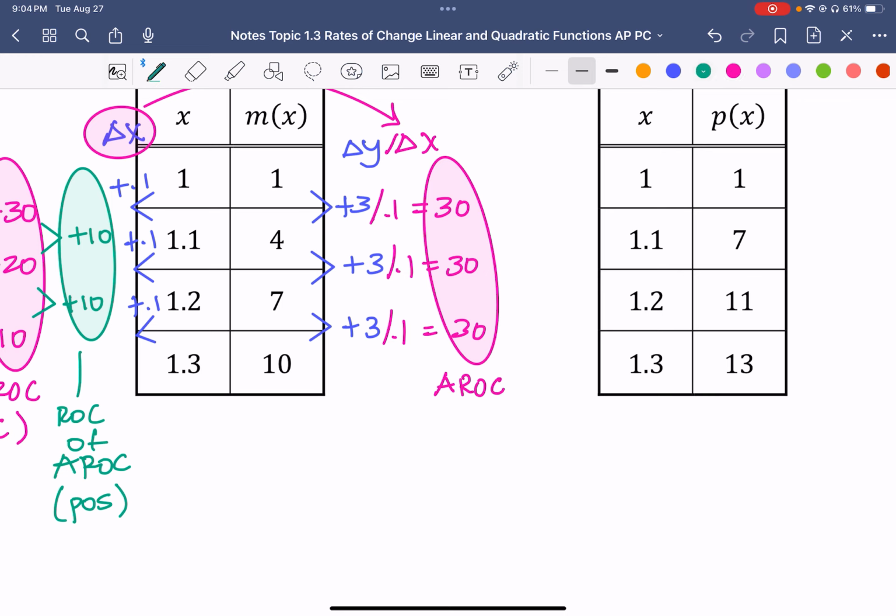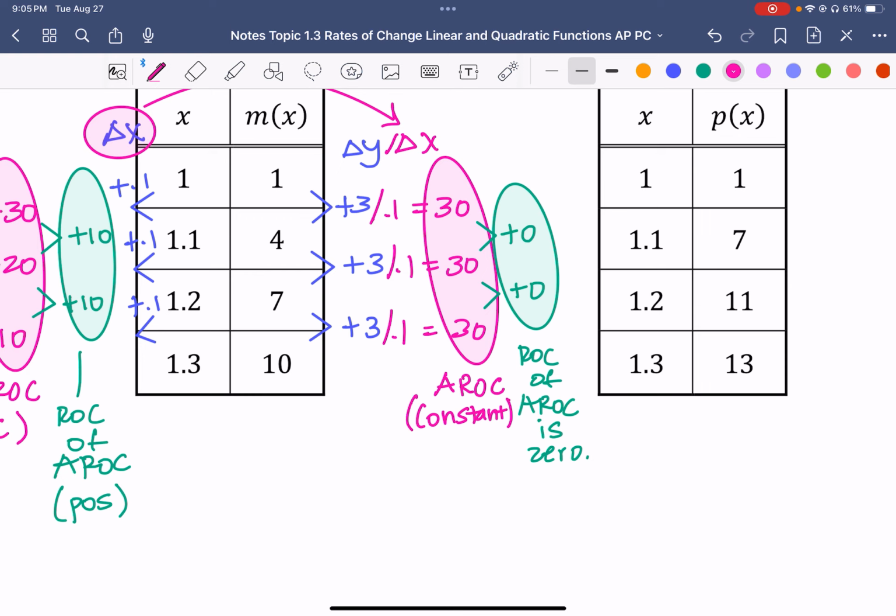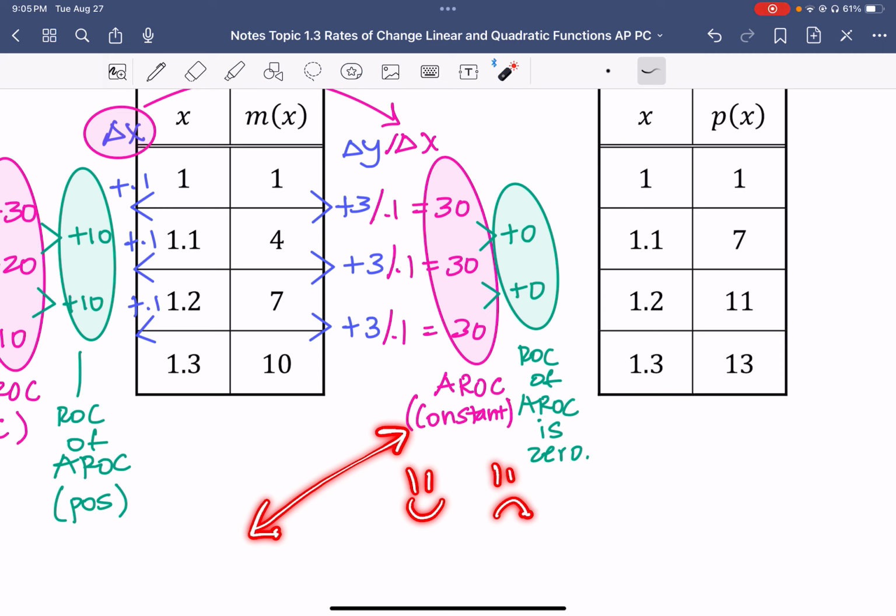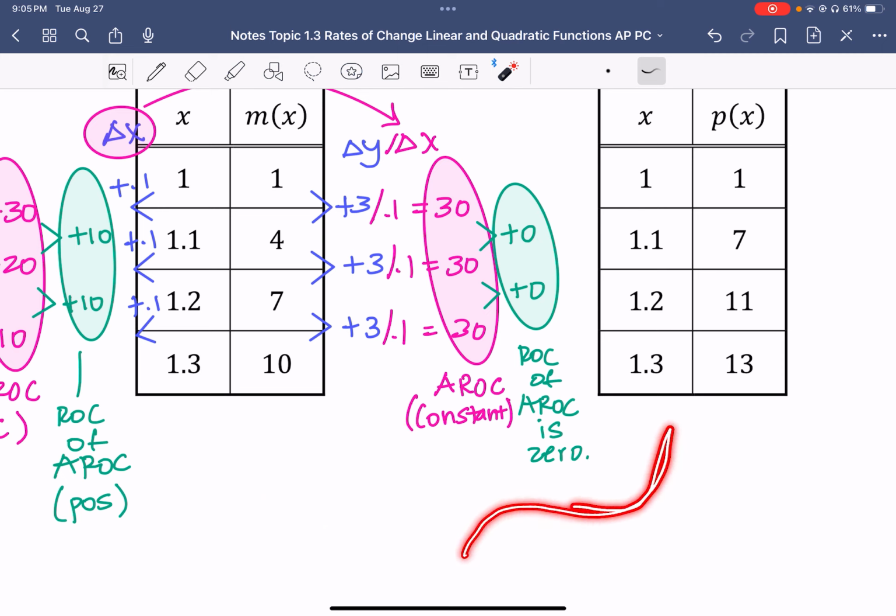Okay? And if we repeat the process, I see that I'm going to be adding 0. So that means that my rate of change of my average rate of change is 0. So if that is 0, that means that my average rate of change is constant, meaning that this graph has to be linear, right? So if we have a linear function, we're never going to have a smiley face or a frowny face because it should always be a straight line. For it to be concave up or down, it would have to have some kind of curve, and that's just not the case.